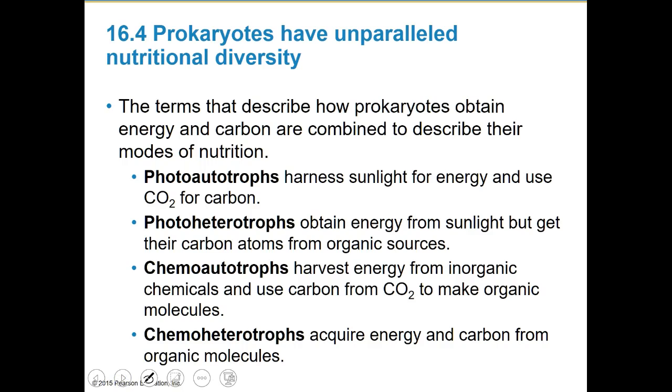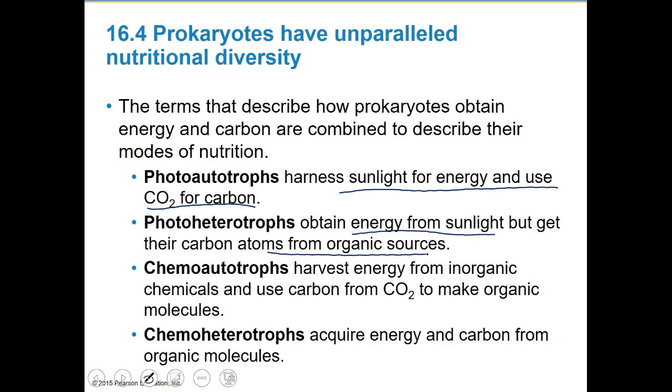We have some that self-nourish using light. They harness sunlight for energy and use CO2 for carbon, just like plants. We've got some that get different nourishment through light, so they obtain energy from sunlight, but get their carbon atoms from other organic sources.